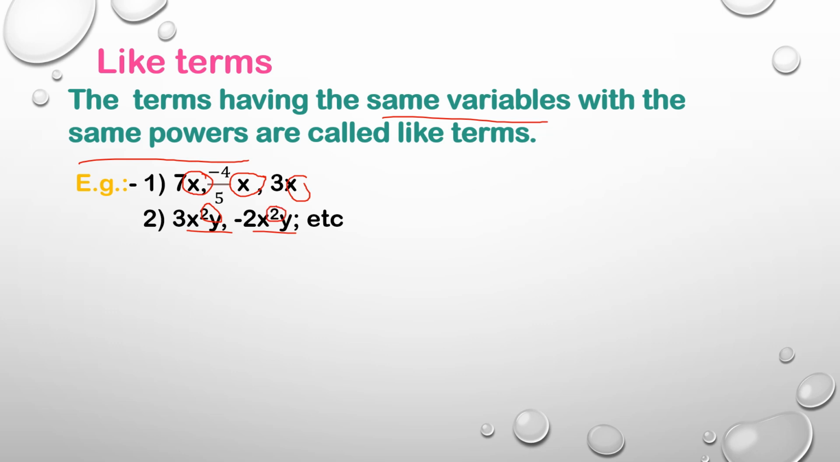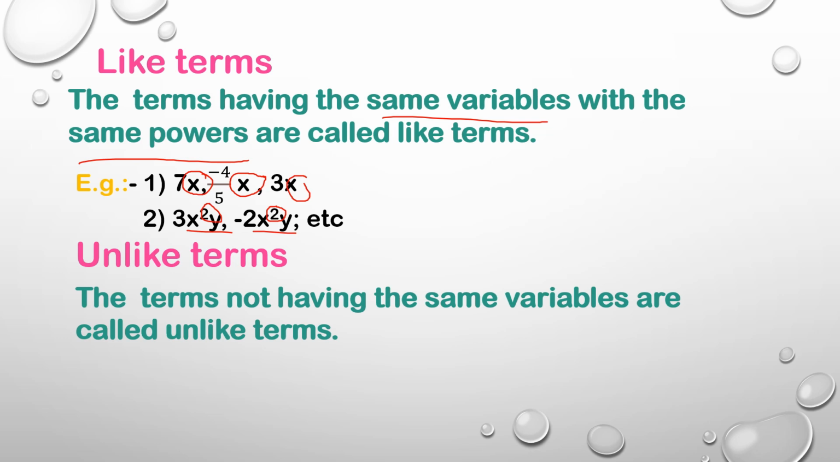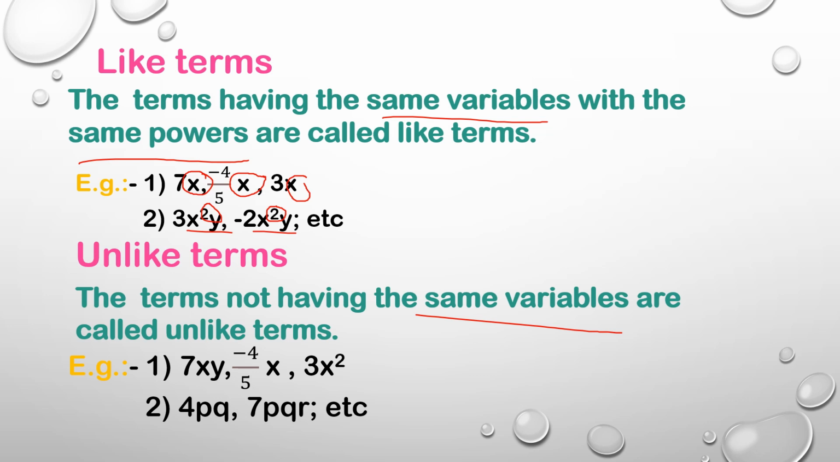Now let us study what are unlike terms. Unlike terms, the terms not having the same variable are called unlike terms. For example, now see here, first term 7xy, second one is minus 4 upon 5x and the third one is 3x square. So each one is having a different variable. The first term is having xy, the second term is having x and the third one is having x square.